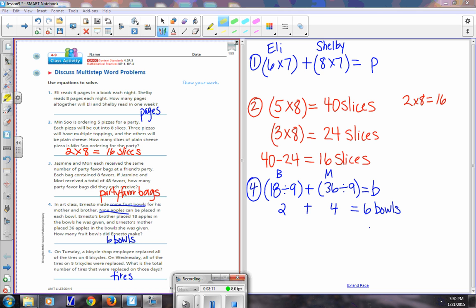This is why reading carefully is important. It says tires on 6 bicycles and 5 tricycles. So you have to figure out, tri means something, and I think it means 3. So that's different than a bicycle that has 2. So when you're setting up your equation, you might want to think about what you're doing with those 2 words first.